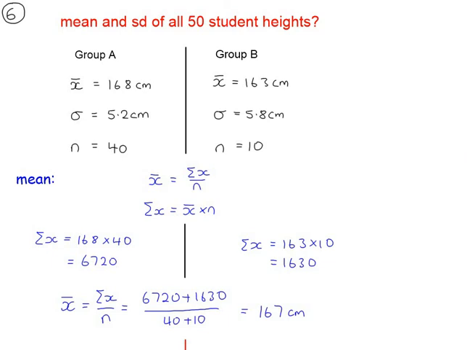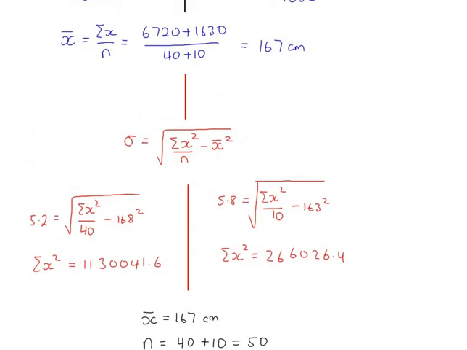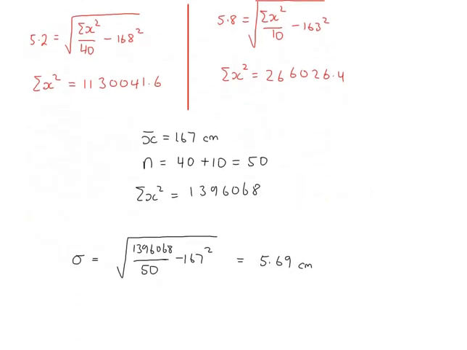So here are the calculations. I'm not going to go through these individually. So in blue, everything to do with the mean. In red here, everything to do with the standard deviation. And then finally in black, the combined group calculations. So the combined group had a mean of 167 centimeters with a standard deviation of 5.69 centimeters. For practice, try these questions.